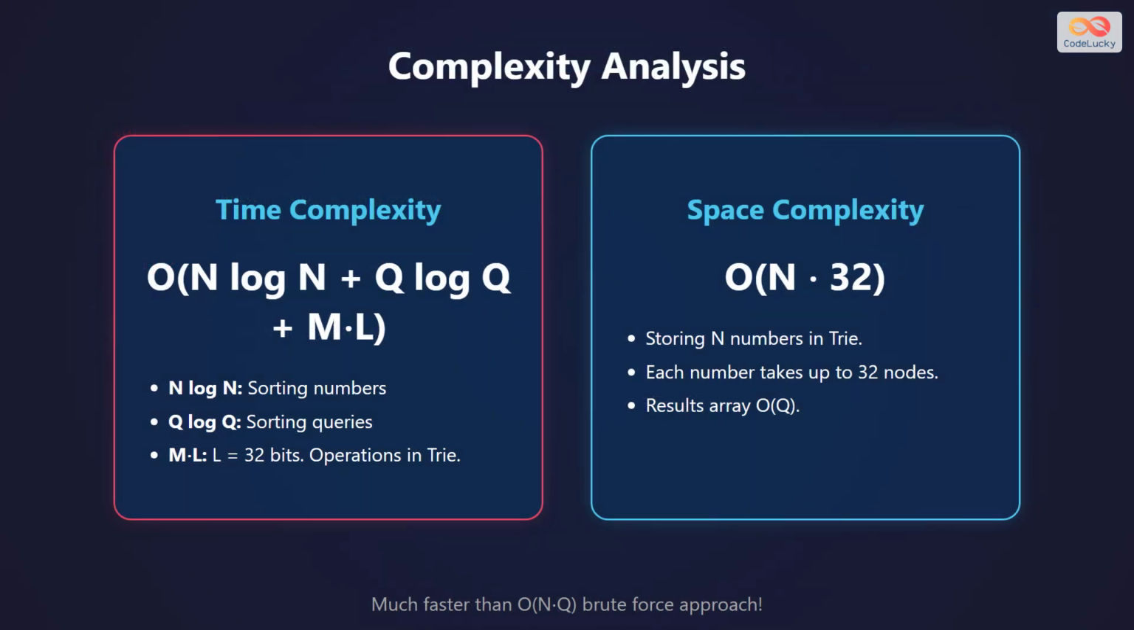Let's analyze the efficiency. Sorting the numbers takes n log n, and sorting the queries takes q log q. Inserting and querying the trie depends on the number of bits, which is constant, usually 32. This gives us a much faster solution suitable for large inputs.